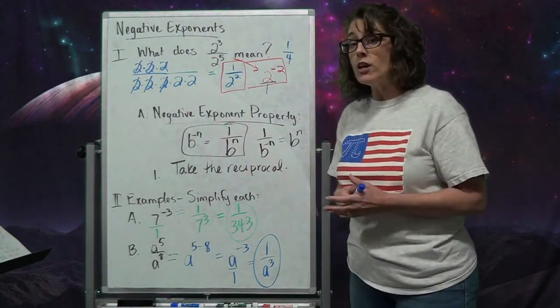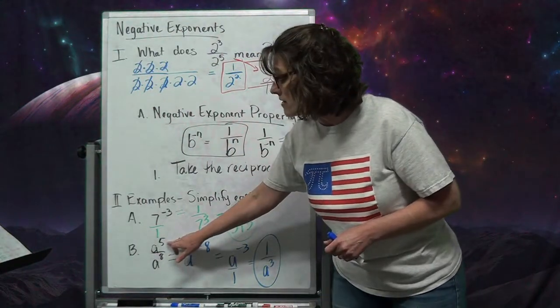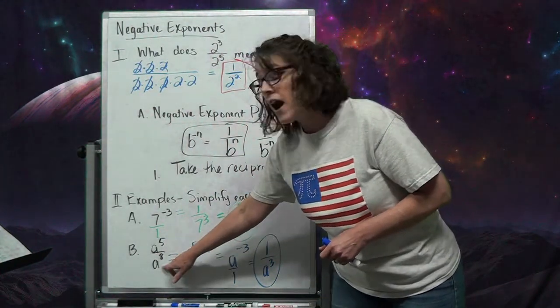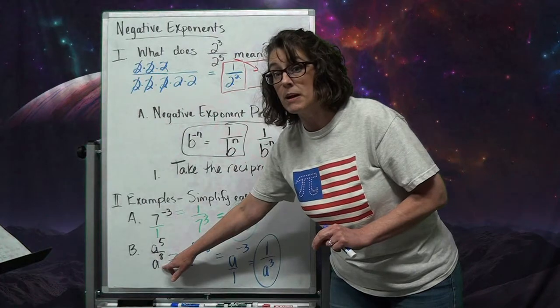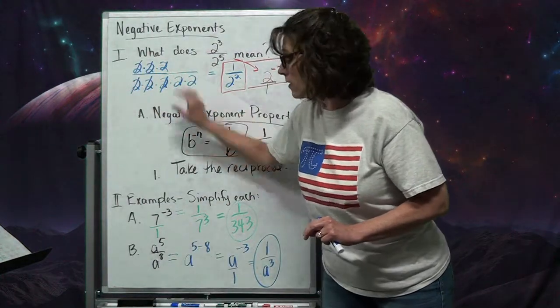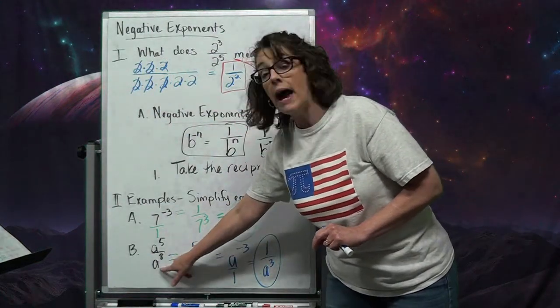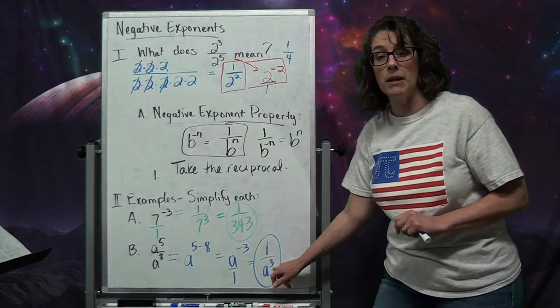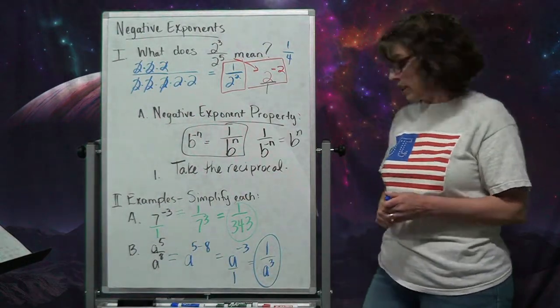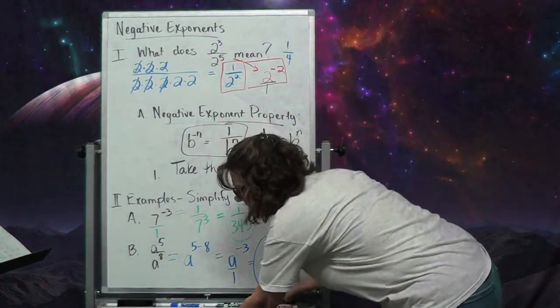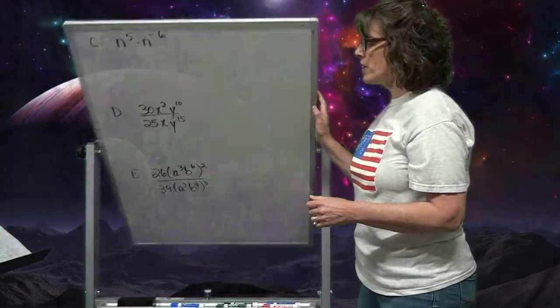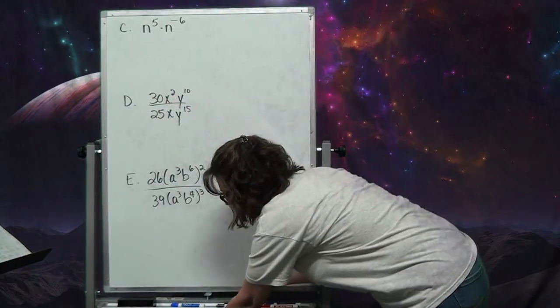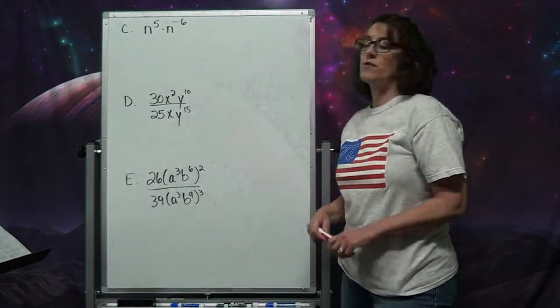Now, another way of looking at this is saying I have 5 a's up here being multiplied, 8 a's down here being multiplied, and as you saw up here, these 5 a's will cancel out 5 of these a's. You'll have 3 of these a's left over in that denominator. That is another way to look at it if you'd like. All right, so let's take a look at a few more examples just to make sure we get very, very good at this. Lots of practice will make us very good.